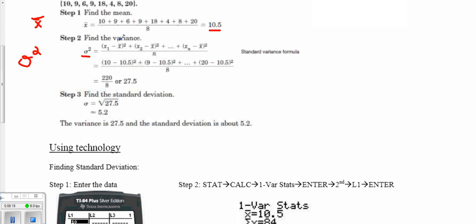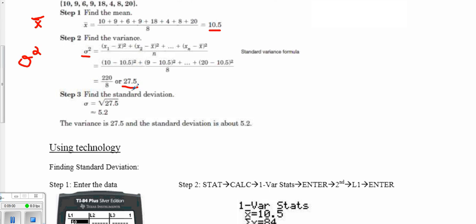Sigma looks like this, and we put the squared because we had to square them to find the variance. So we take our first term, subtract the mean, and square it. Second term, subtract the mean, square it. All the way down to our last term, subtract the mean, and square it. This would look like, given our data set, 10 minus 10.5, and then square that value. 9 minus 10.5, and then square that value. Next would be 6 minus 10.5, square that value. And 9 minus 10.5, square that value. We would add up all of those on top, and then divide by 8. This would give us 27.5. So we would say that the variance is 27.5.